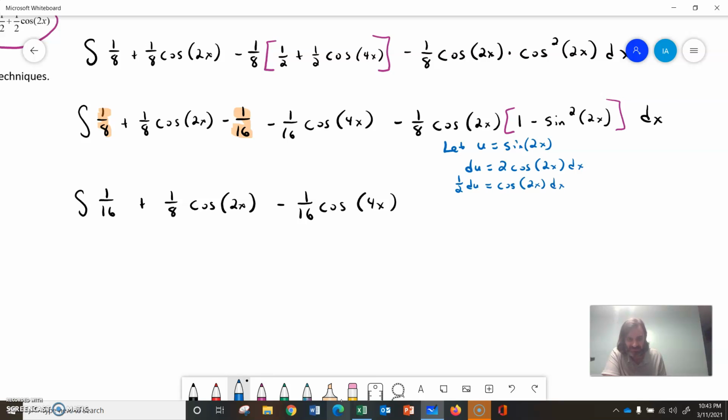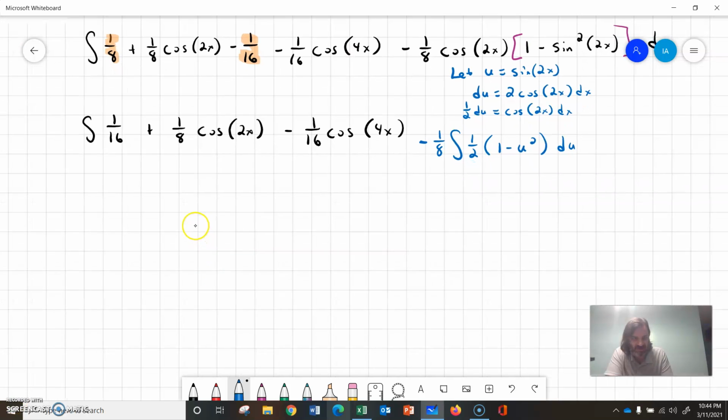So let's just write this in a different color. Minus 1/8 the integral of 1/2 of 1 minus u squared du. So let me look at that. All this should be on one line. I just ran out of room there. So just making sure everything is okay. All this we got to integrate. Just part of it's in x and part of it's in u right now. We'll pause while I double check that. Okay, I feel good about that.